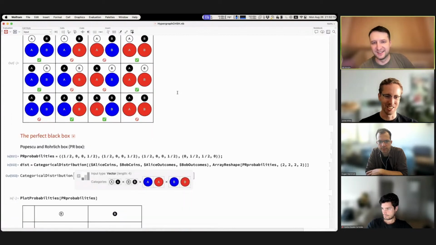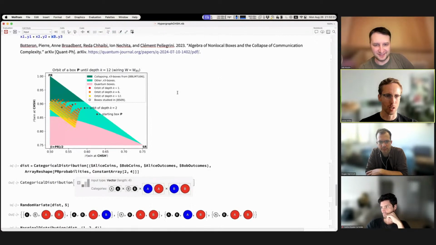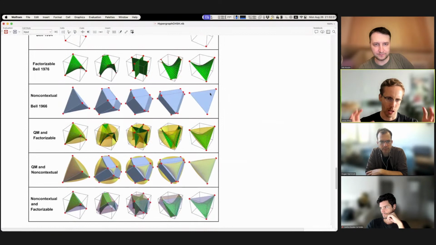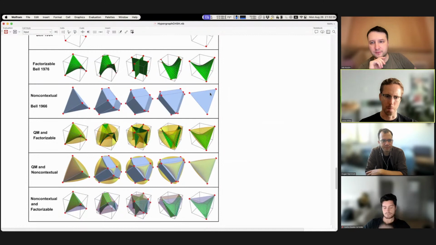Okay. I have another quick question about these shapes. If you scroll up to the image above this one, these are 3D spaces. What does it mean to be at a different point in these spaces? Is that an outcome? Is that a probability? What is that?